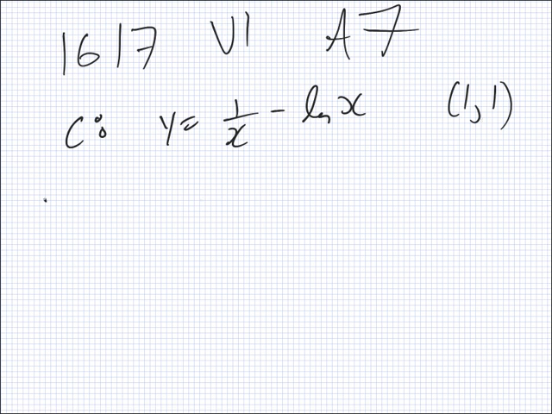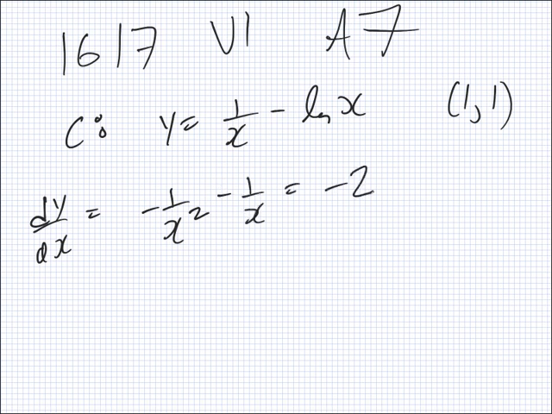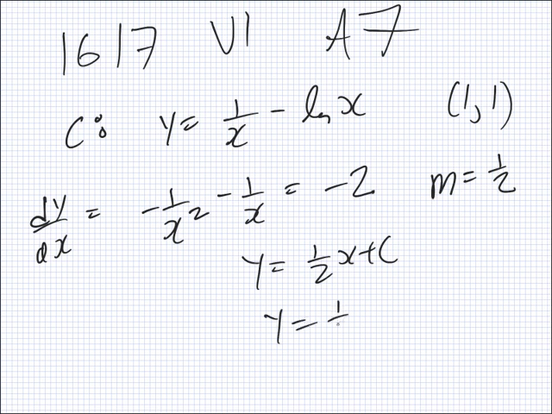Yes, so the derivative here is minus 1 over x squared. Bring down the power, reduce the power by 1. Minus 1 over x. If you put in 1, you get minus 2 here. But you want the normal, so that's 1 over 2. So you have y equals 1 over 2x plus c. So the c has to be a half.